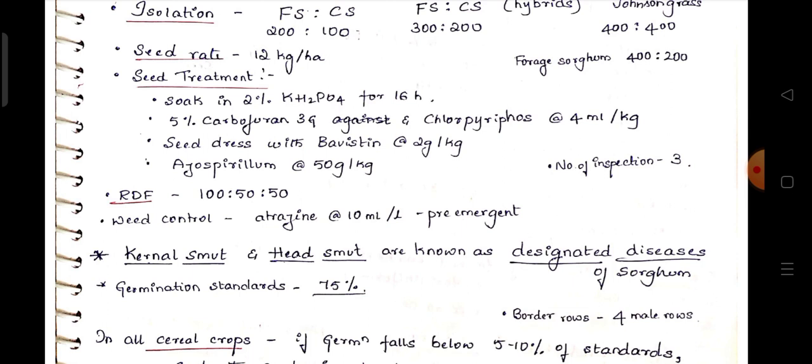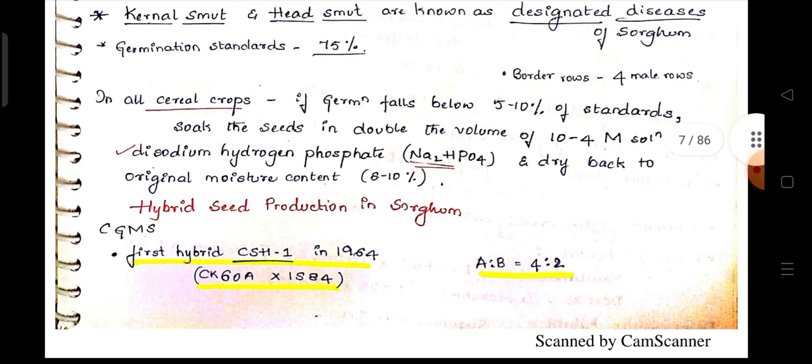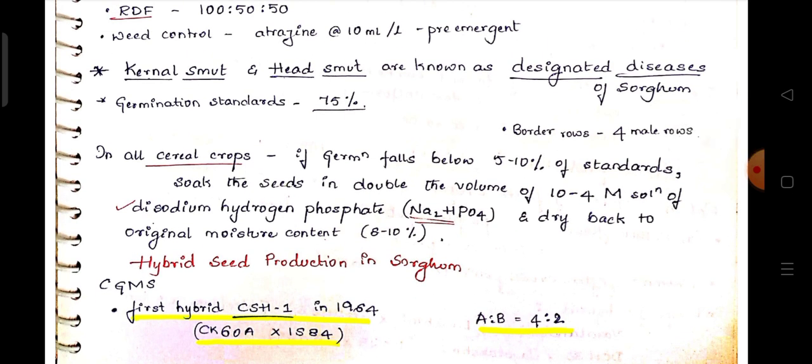Major problems are kernel smut and head smut, which are known as designated diseases of sorghum. Germination standard is 75%. 4 male border rows are generally kept for hybrid seed production. Generally, in all cereal crops, if germination falls below standards by 5 to 10%, soak the seeds in double the volume of 10 to 14 ml solution of disodium hydrogen phosphate, and dry back to original moisture content of 8 to 10%. Means we should increase the moisture, again decrease the moisture, then we can enhance the germination.